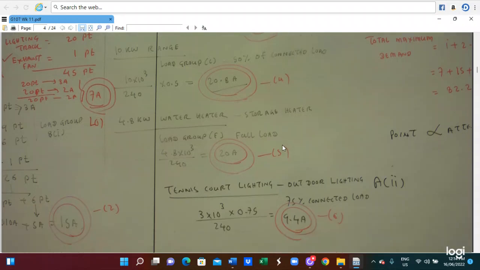We also have the 4.8 kilowatt water heater. This is a storage heater. The storage heater is load group F, so we have to take the full load. So 4.8 times 10 to the power 3 divided by 240 gives 20 ampere.